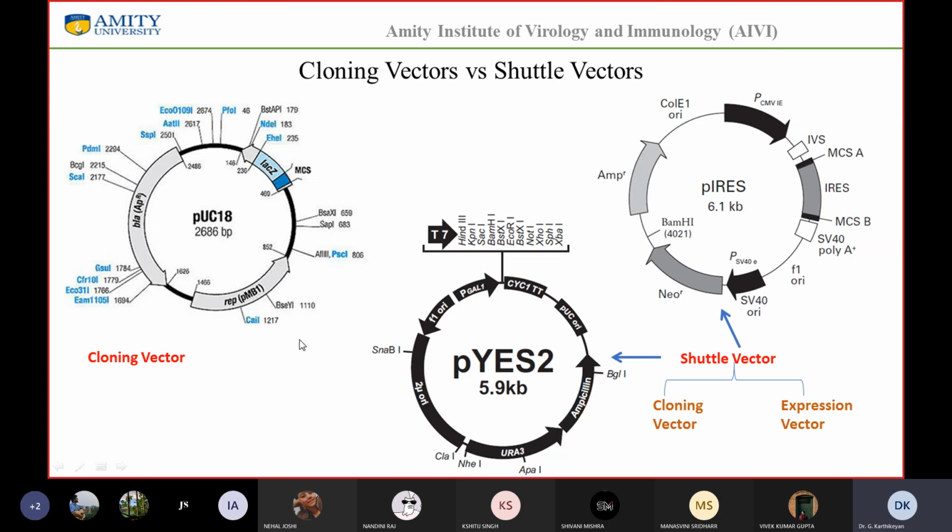This is derived from a plasmid called pMB1, so this REP gene is from this plasmid. And then it has a beta-lactamase gene which codes for ampicillin resistance. So this is typical of a cloning vector. pUC18 is a very common cloning vector for cloning genes in E. coli, which is the most widely used organism in academic laboratories.